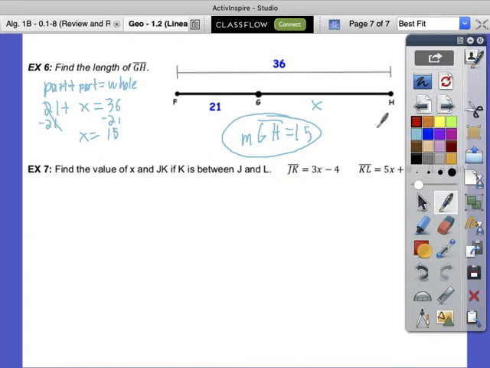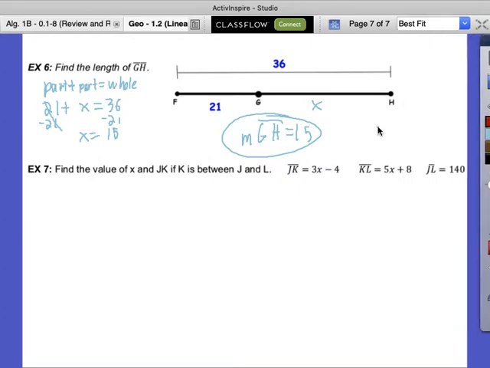Now this is our last example for the day. Example 7. Find the value of x and the length of JK if K is between J and L. Now we're told the length of JK is this, KL is this, and JL is this.